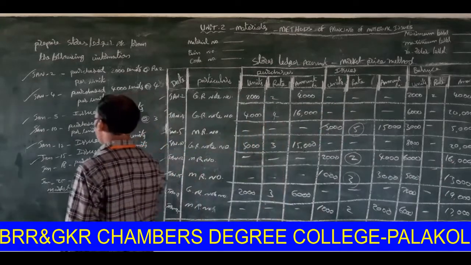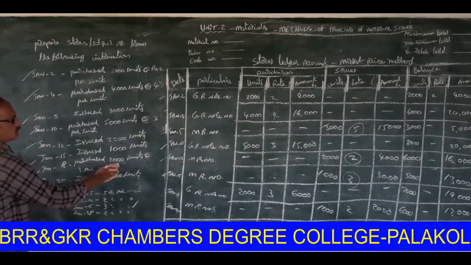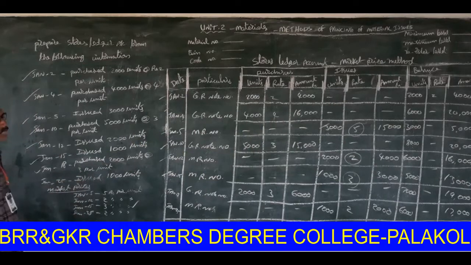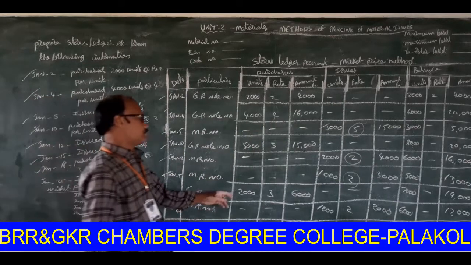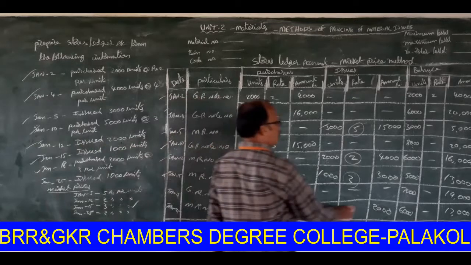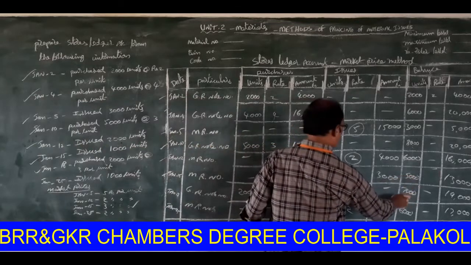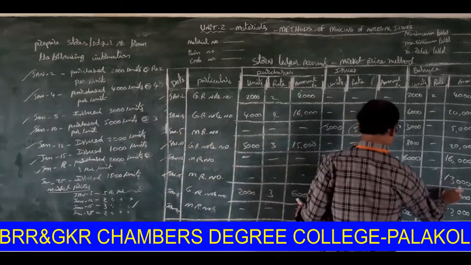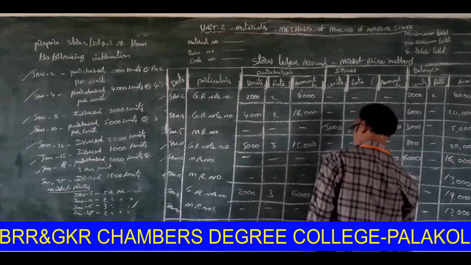Next one. January 18th. Purchased 2,000 units, 3 per unit. So 2,000 into 3, 6,000. 5,000 plus 2,000, 7,000. 13,000 plus 6,000, 19,000.